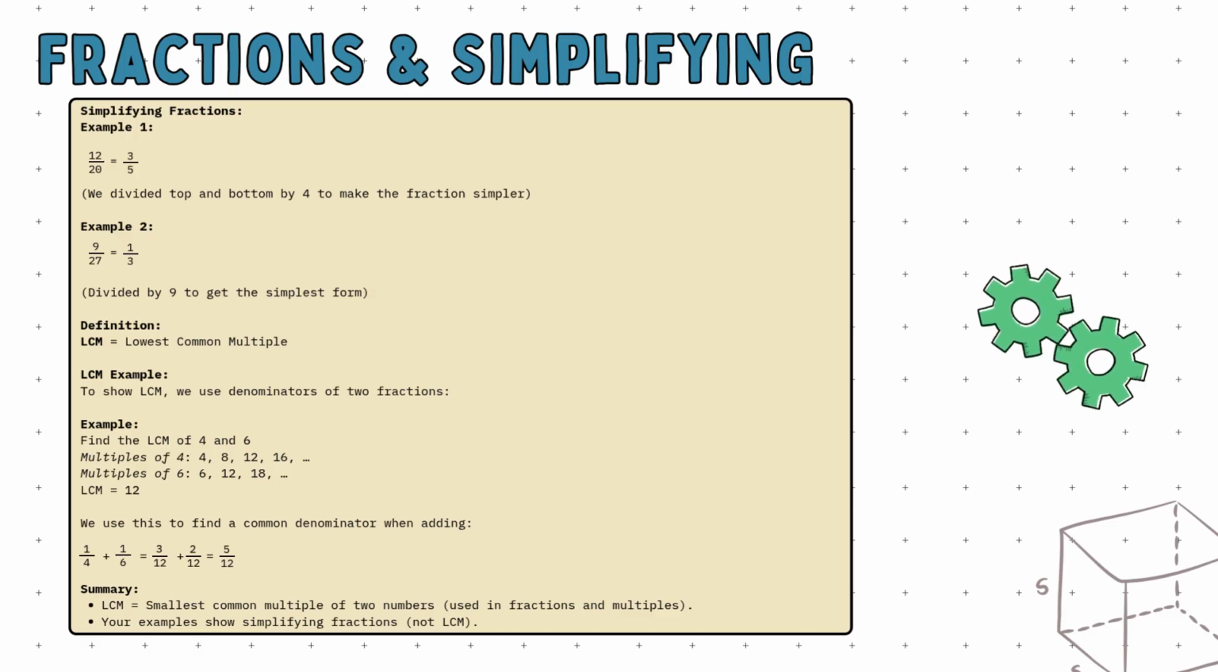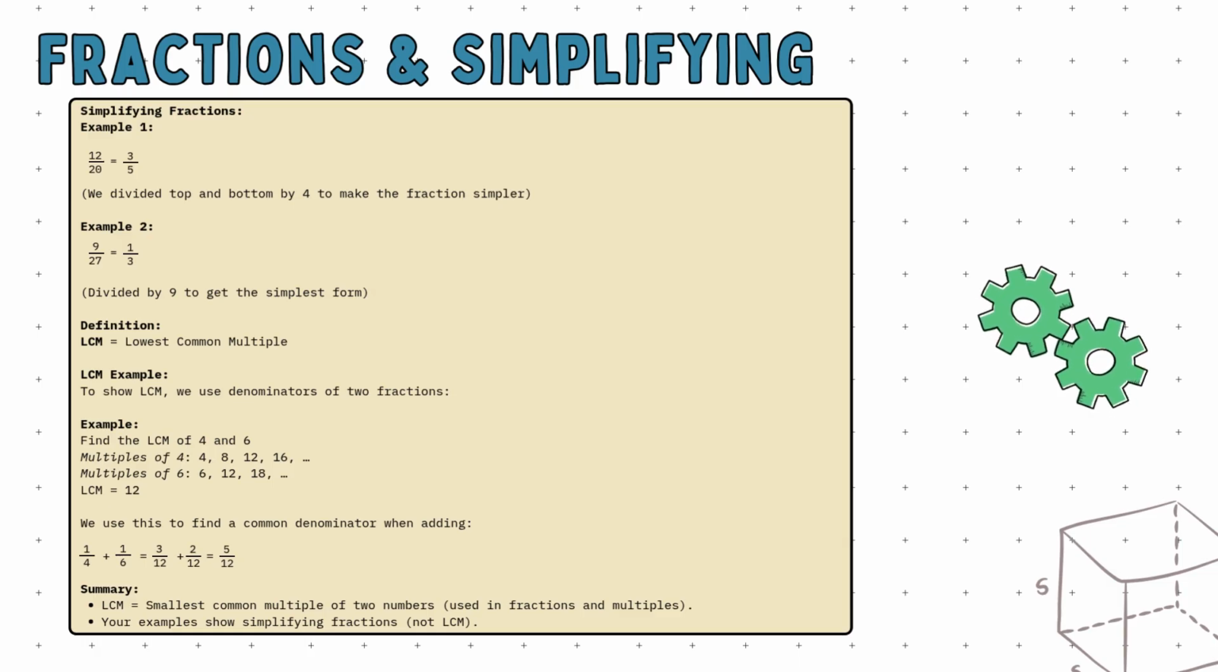So now we can add 3 over 12 plus 2 over 12 equals 5 over 12. That is how the LCM helps us work with fractions with different denominators.